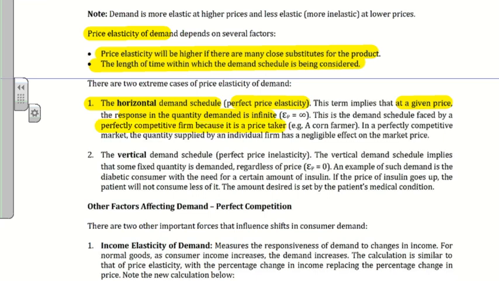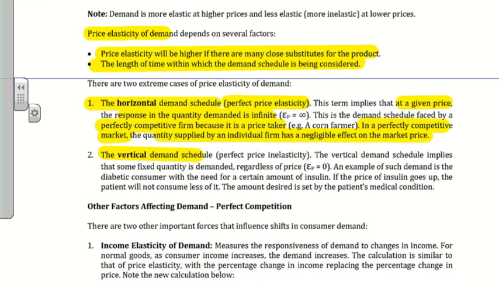Why? A perfectly competitive firm, as we mentioned before, is what we call a price taker. In other words, what happens if you move your prices around in a perfectly competitive market? The quantity supplied by each firm is negligible. There are so many sellers in this market that if you change your price, you're going to be in a bit of trouble, and that's why it's perfectly price elastic, and it's a horizontal curve.